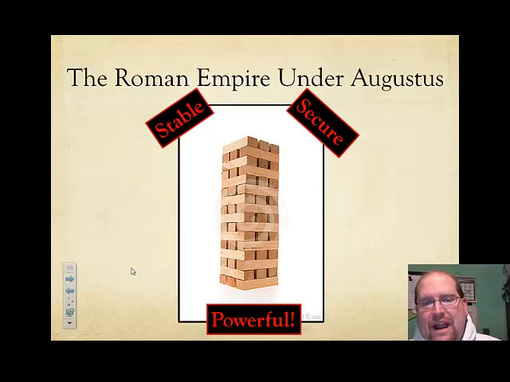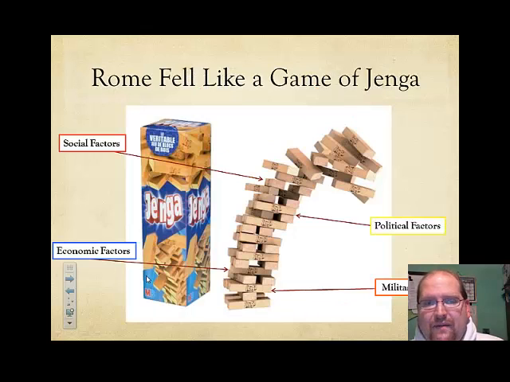So here we have kind of a Jenga idea. The Roman Empire under Augustus was stable, it was secure, and it was powerful. They had a strong military, they had a lot of resources with trade, and those together made it a very powerful nation. However, due to social factors, political factors, economic factors, and military factors, it was only a matter of time before it all came crumbling down. And that's what we're going to take a look at.